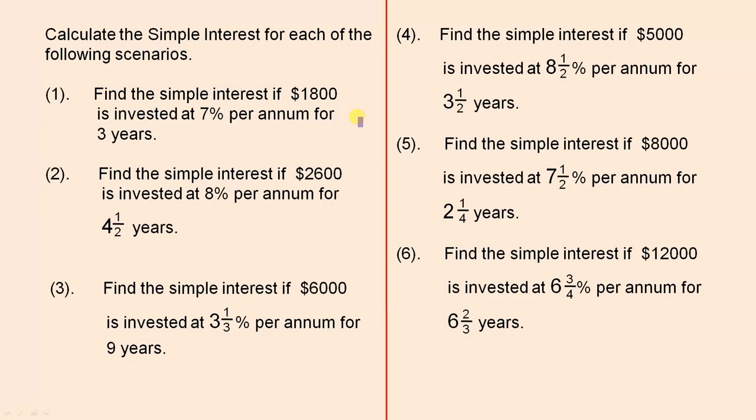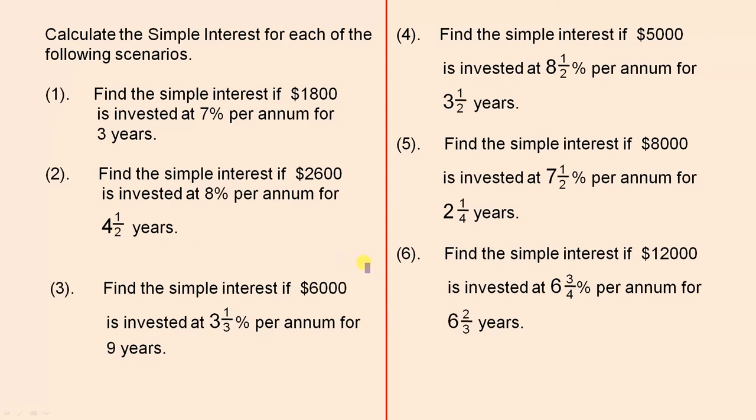Number 2, find the simple interest if $2,600 is invested at 8% per annum for 4.5 years. This is very similar, except here we have 4.5, and all you do is change this to a fraction.